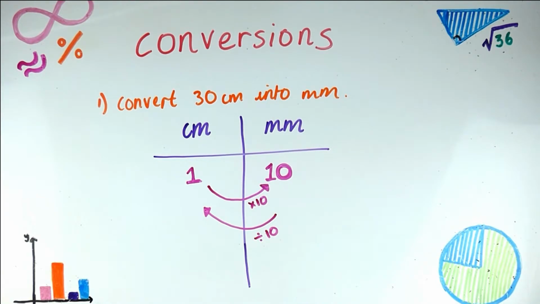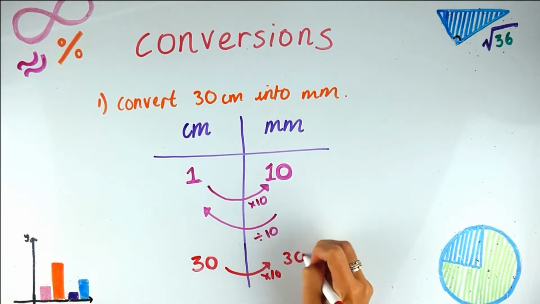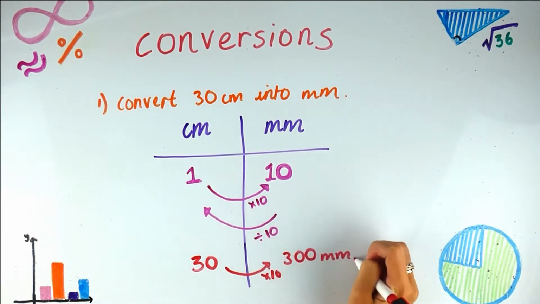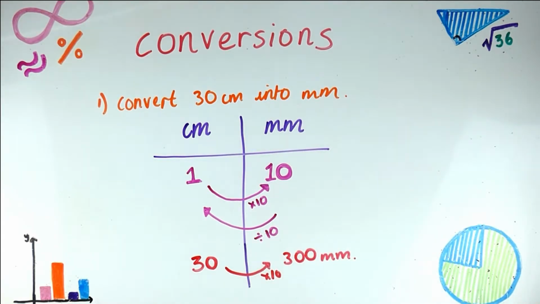I'm going to add in the question basically. So convert 30 centimetres into millimetres. So 30 centimetres going in the centimetre column. I'm going this way, and when I look at that arrow here, I know I have to multiply by 10. So that's going to be 300 millimetres. So I just really like that column way.